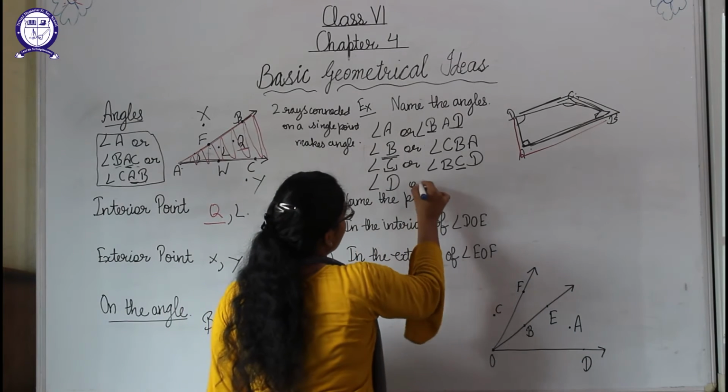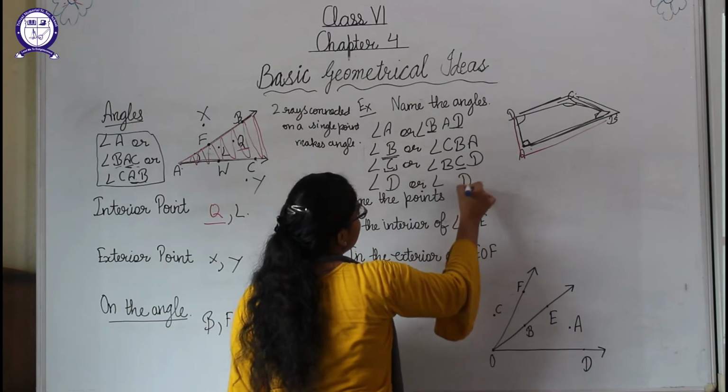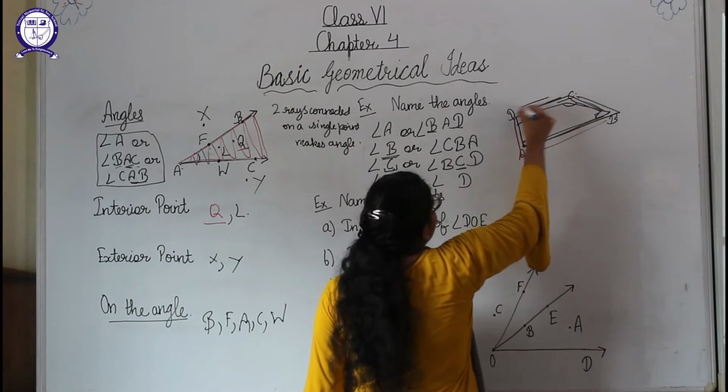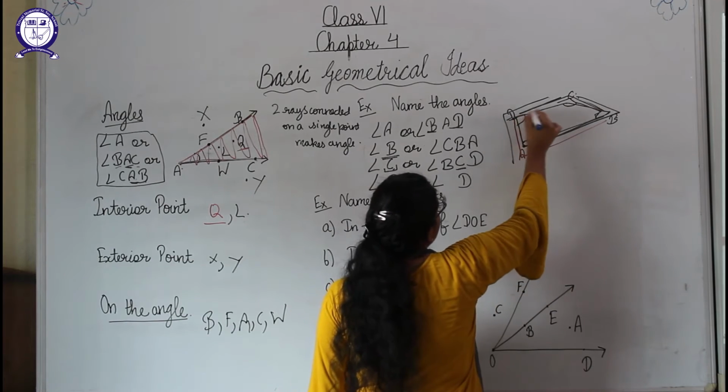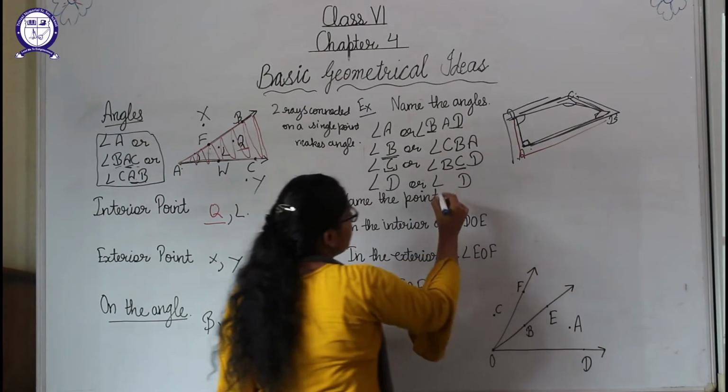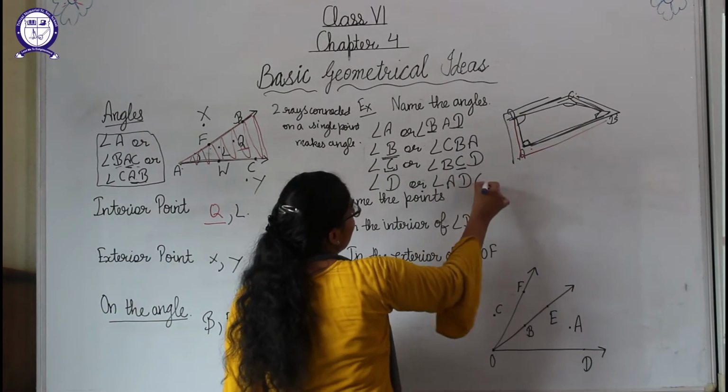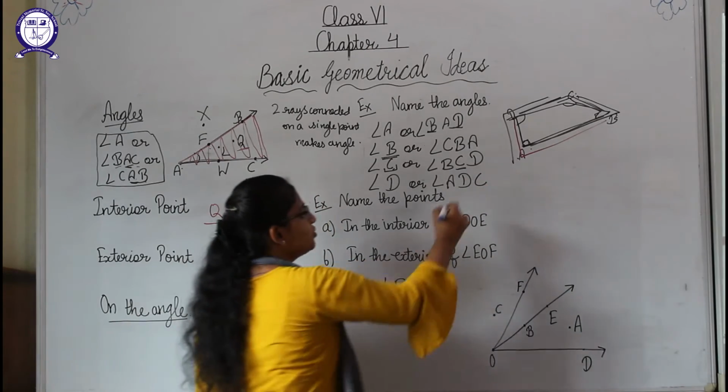Now we will be talking about angle D. So this D should be in the middle. This one is the angle D here. Okay, so this is C and this is A. So we can write it ADC, or we can write CDA, but D should be in the middle.